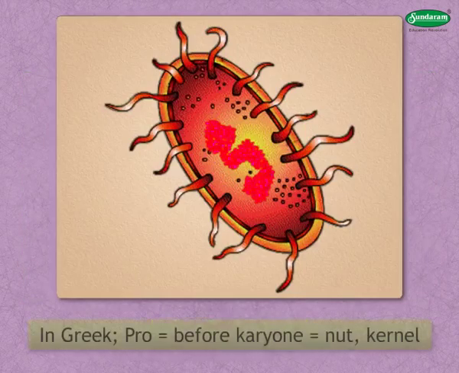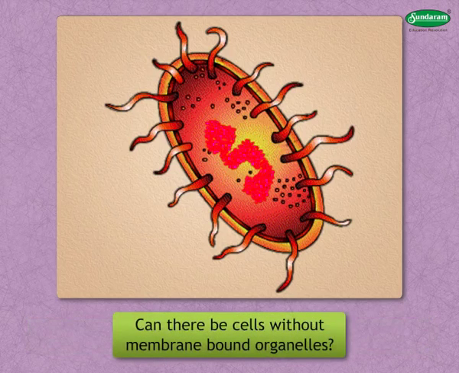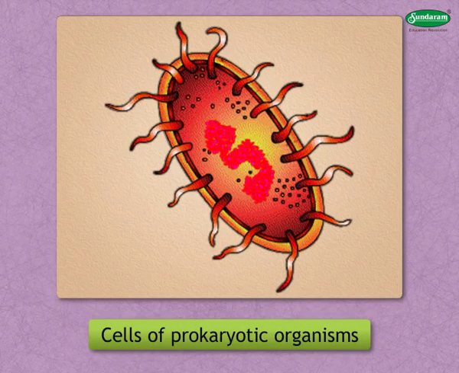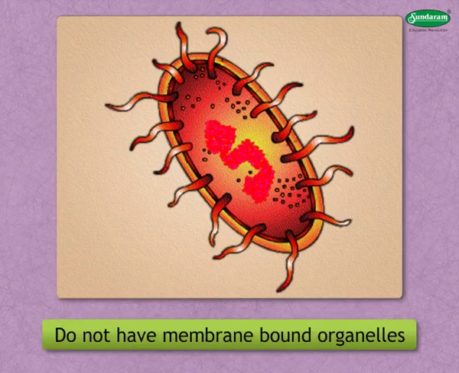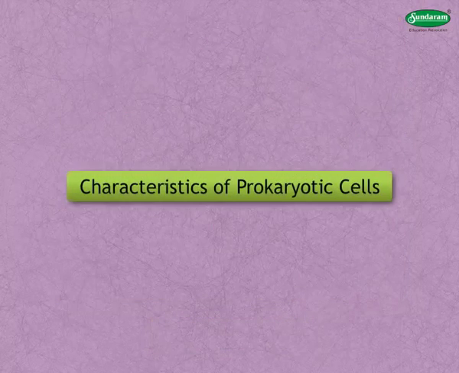Prokaryotic cell. In Greek, pro means before and karyon means nut or kernel. Can there be cells without membrane-bound organelles? Cells present in prokaryotic organisms do not have membrane-bound organelles. Such cells are called as the prokaryotic cells.